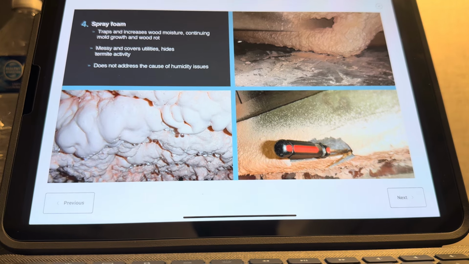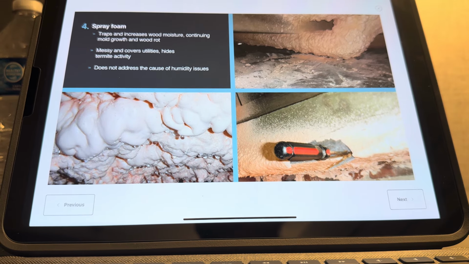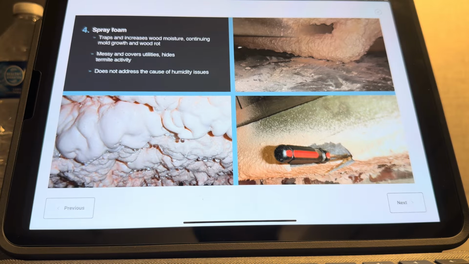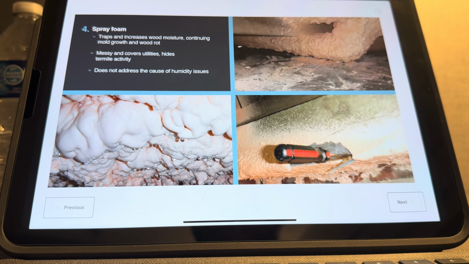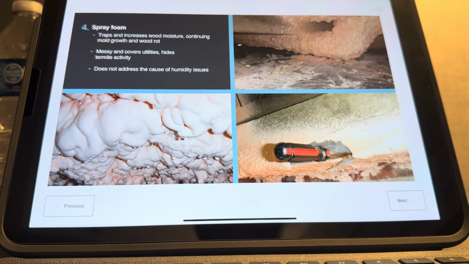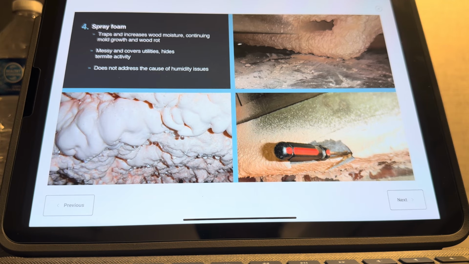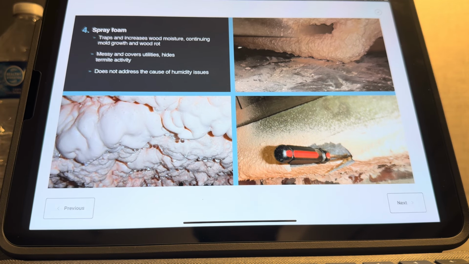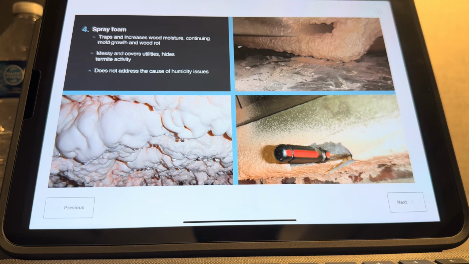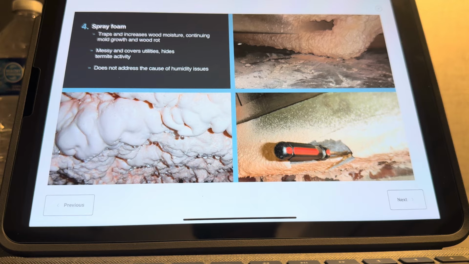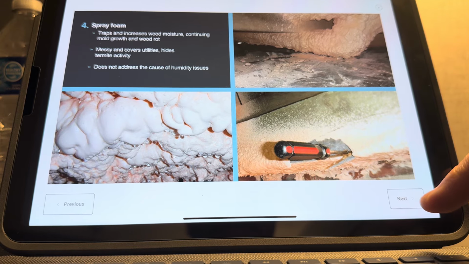The next would be spray foam, and this is a good idea in theory, but when you take this spray foam and you attach it to your floor joists, it traps and increases that wood moisture, right? And it continues to see the mold growth and wood rot, right? It's messy, it covers up your utilities, and you wouldn't be able to see leaks if you had them. It's going to hide your termite activity. And again, at the end of the day, it's still not addressing the cause of your humidity issues. It's still just a Band-Aid over the symptoms.